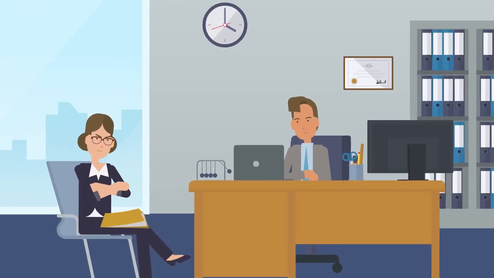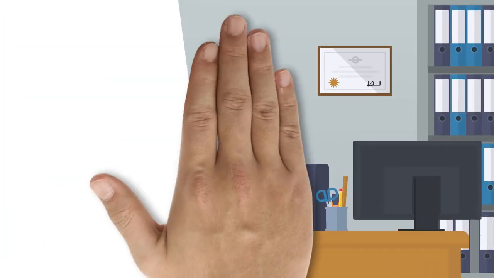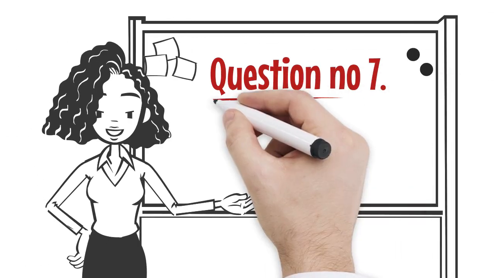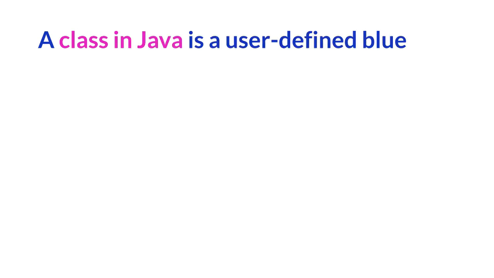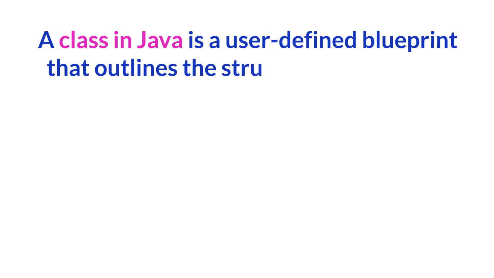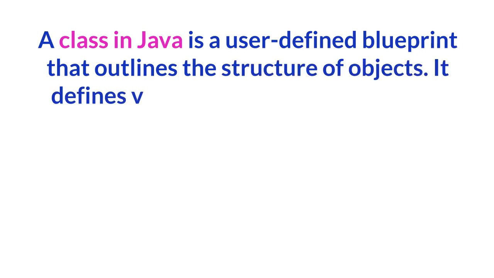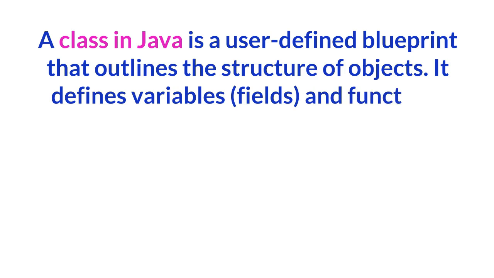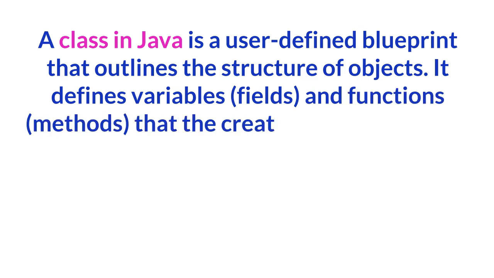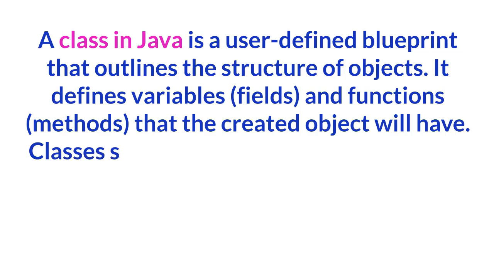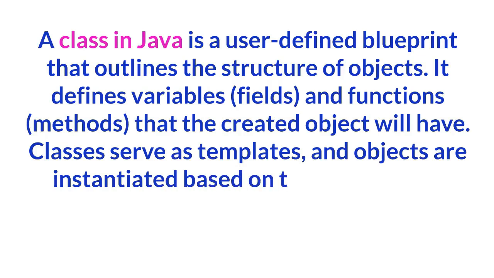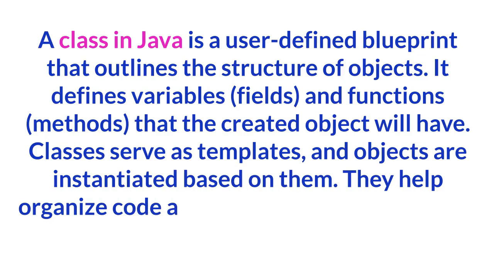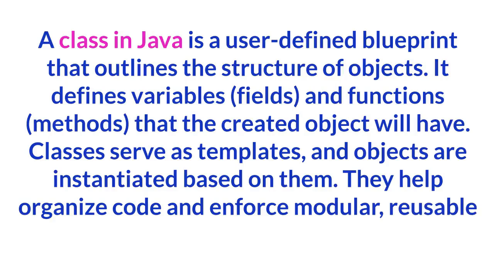Please explain, what is a class in Java? A class in Java is a user-defined blueprint that outlines the structure of objects. It defines variables, fields, and functions, methods, that the created object will have. Classes serve as templates, and objects are instantiated based on them. They help organize code and enforce modular, reusable structures in object-oriented design.